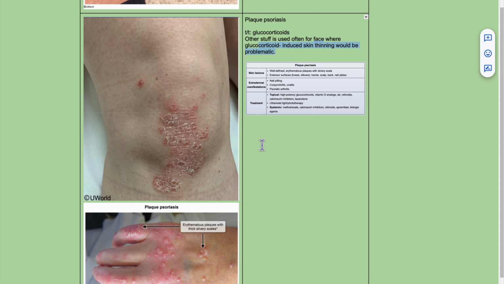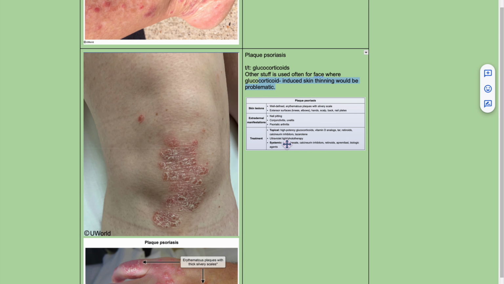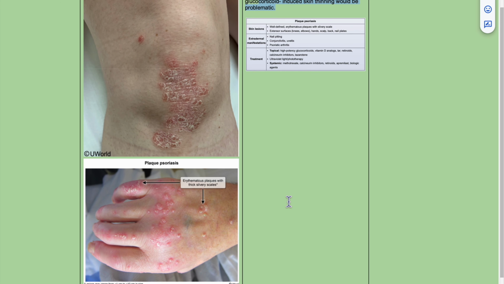Okay, methotrexate was a new one. We were accustomed to glucocorticoids and vitamin D, and none of these other ones, so we'll try to remember those.